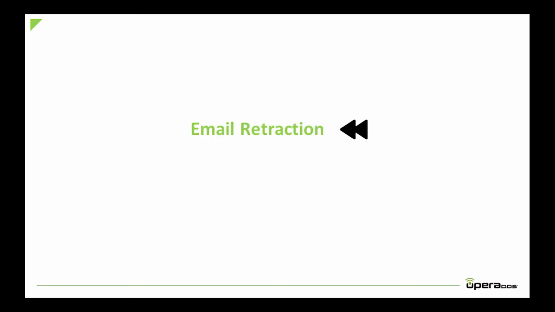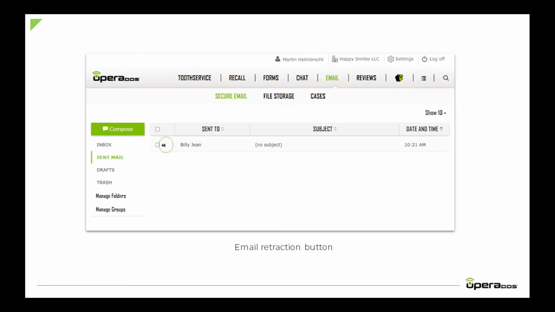One of my personal favorites of secure email is that you are not only able to send emails, but also take them back. In case of a mistake, you can easily retract an email for peace of mind, knowing the recipient on the other end can no longer view it. In your sent mail, simply click on the email retraction icon to take back an email.